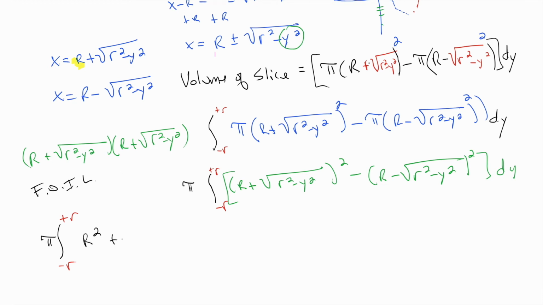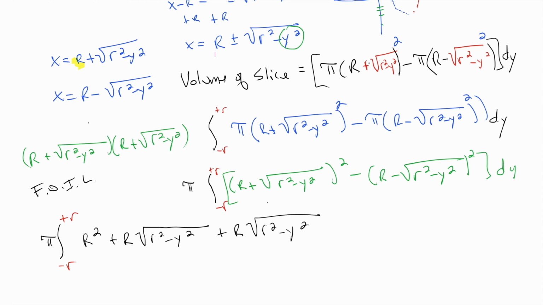We do our outside: plus r times the square root of r squared minus y squared. All right, so we got our first, got our outside, got our inside, which is right here, which is plus r times the square root of r squared minus y squared. And then we do our last, which is just that guy and that guy.